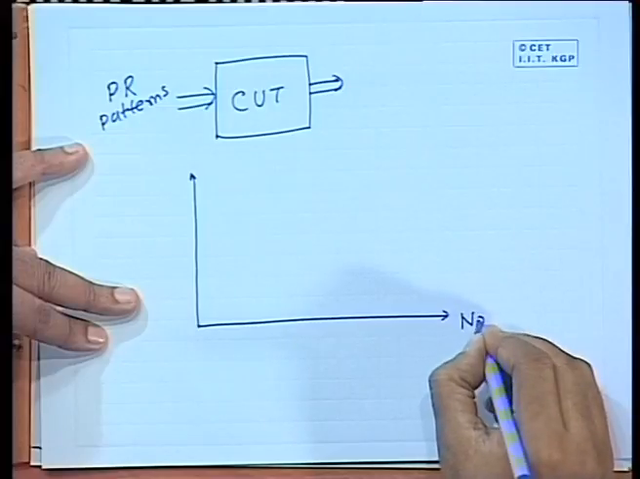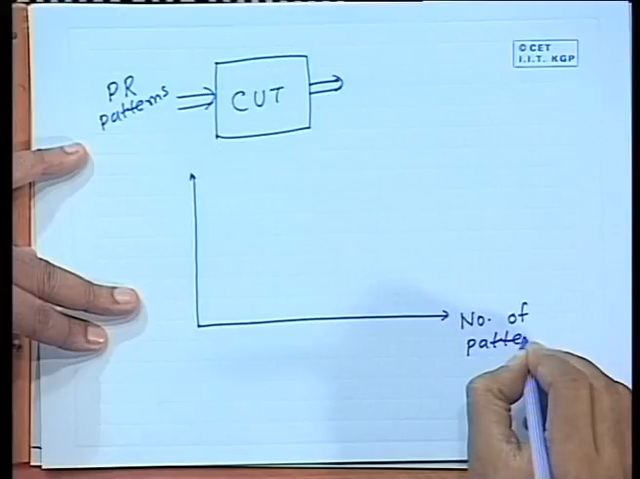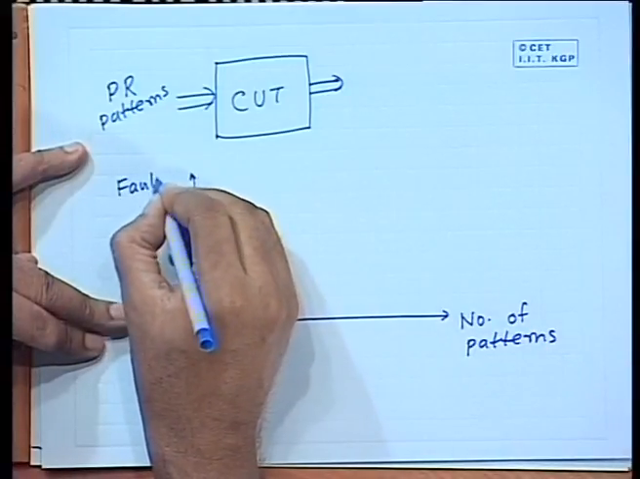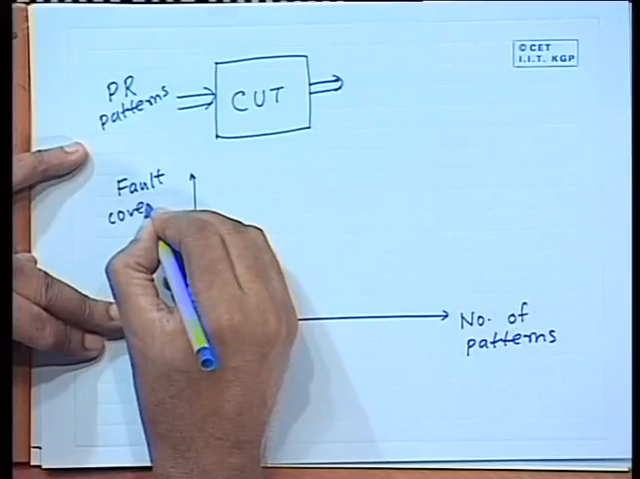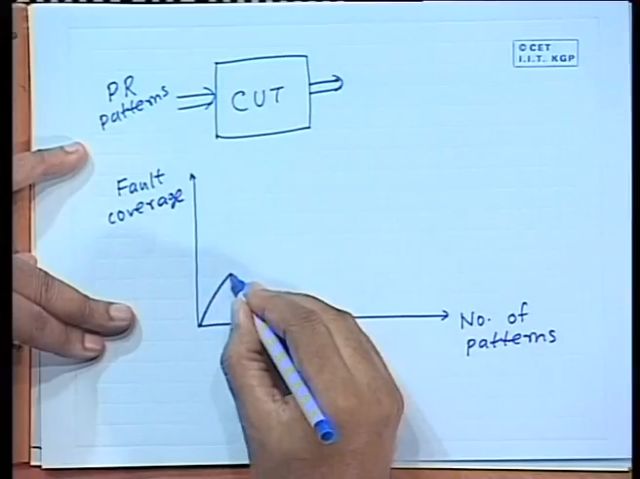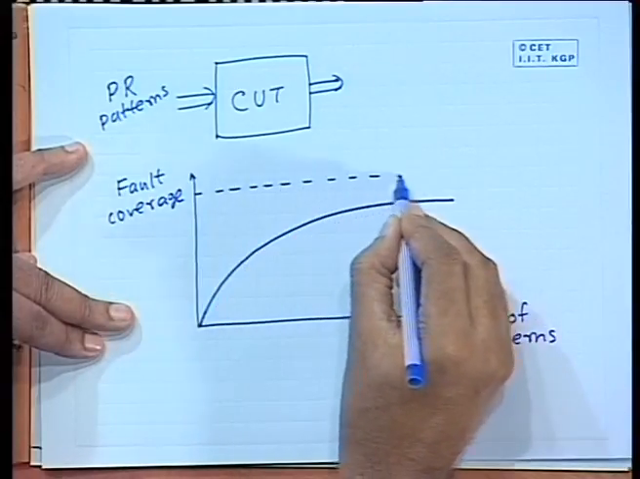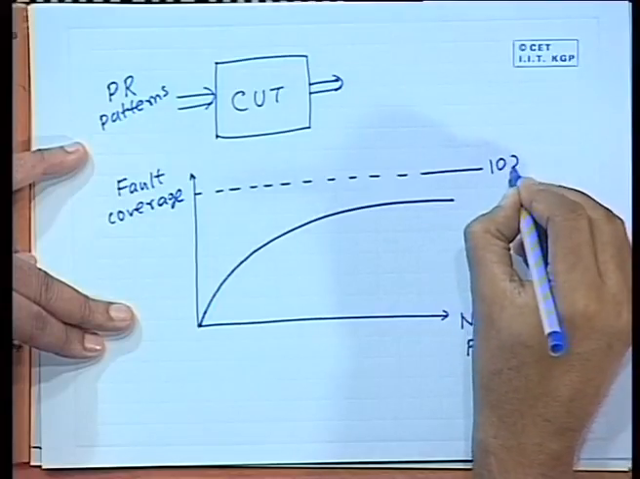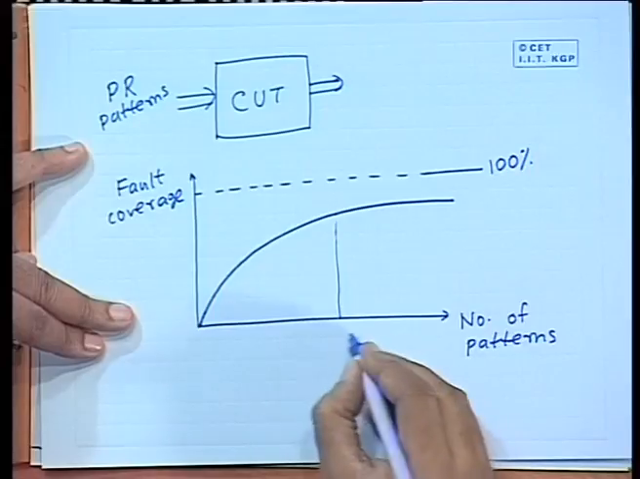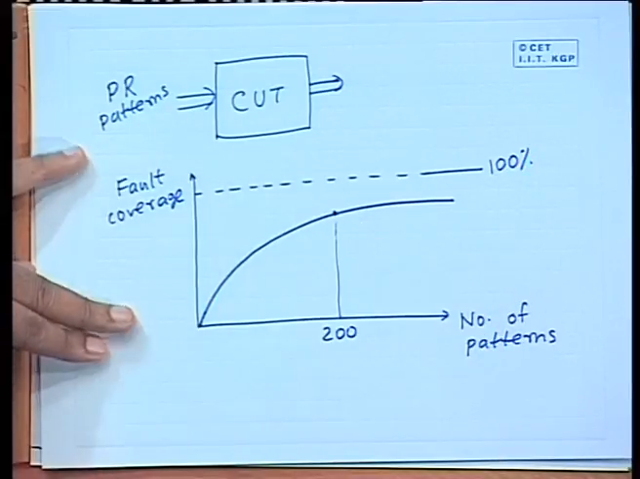Here if you plot number of patterns you apply, and here fault coverage, then typically the curve looks like this. So, this may be the point of 100%. You will find that say for example, you apply 200 patterns, you get a coverage of about 85% or so.